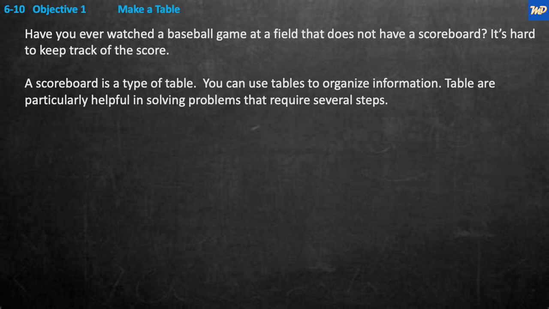Objective 1, make a table. Have you ever watched a baseball game at a field that does not have a scoreboard? It's hard to keep track of the score, you know, the runs, hits, the errors, when they happened, what inning they happened in. It's all pretty complicated. You can't remember it. A scoreboard is like a table, however. You can use tables to organize information. Tables are particularly helpful in solving problems that require several steps. So these tables help organize the data so that you can know where to look and how to find the answers you're looking for quickly, as in the scoreboard we were talking about here.